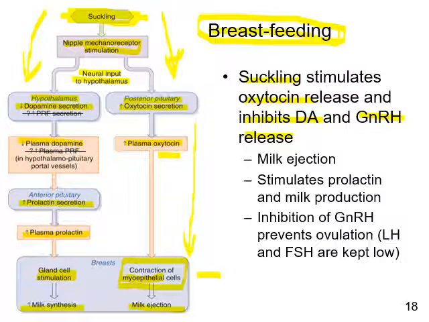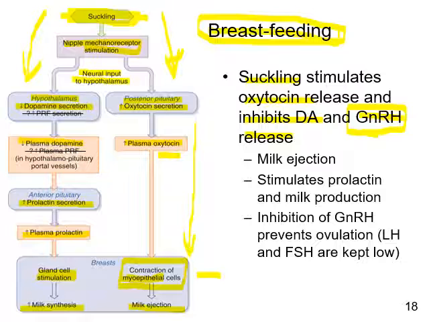So this process of breastfeeding, by inhibiting GnRH release, keeps LH and FSH levels low and is what prevents ovulation during the period of lactation following childbirth. So a lactating woman who is actively breastfeeding is not very fertile to another pregnancy because of the inhibition of GnRH release by the gonadotrophs of the anterior pituitary during suckling and breastfeeding.